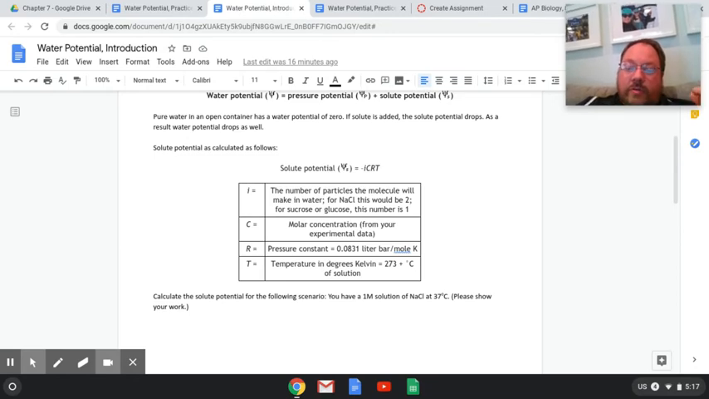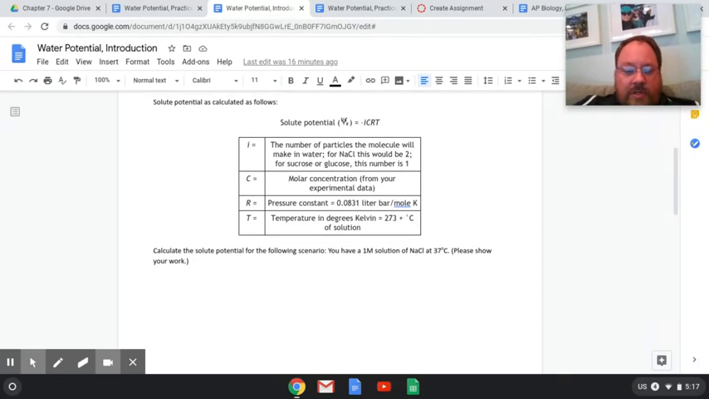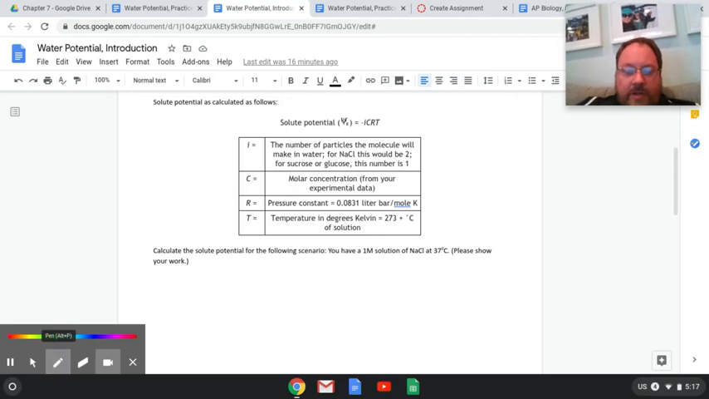Okay, so the only two real tricks are you need to pay close attention to the ionization constant. How many pieces does it break into, if it breaks into any? And the second thing is to make sure you have temperature in Kelvin. All right, so let's look at this first scenario here. It says calculate the solute potential. So you just want the solute potential. 1 molar solution of sodium chloride at 37 degrees Celsius.